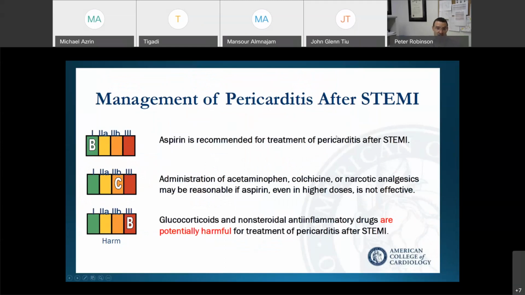So, pericarditis after STEMI. These are US guidelines. They push high-dose aspirin. The European guidelines are not consistent with this. Interestingly, US guidelines give it a 3B recommendation for steroids, and any NSAIDs outside of aspirin are potentially harmful. Interestingly, the European guidelines recommend NSAIDs for this. So I think the data aren't quite as strong for using any NSAIDs outside of aspirin, but you need to know the guidelines.